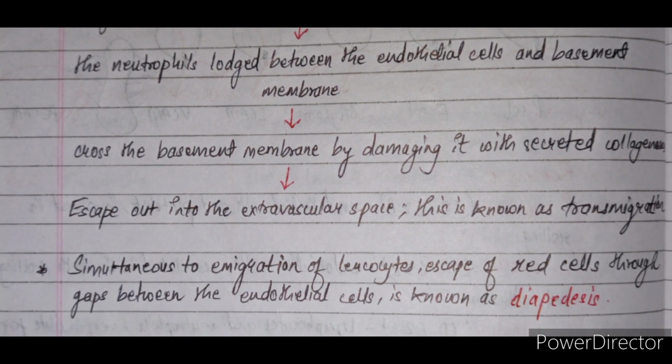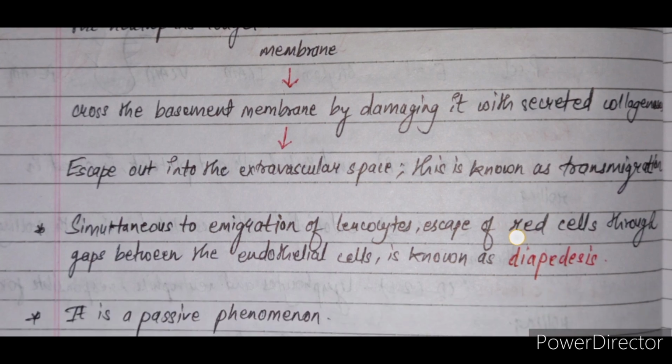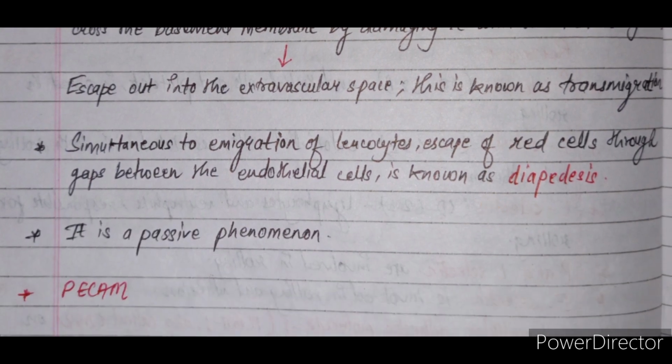After that, it crosses the basement membrane by damaging it with secreted collagenases. After that, it escapes out into the extravascular space, and this is known as transmigration. Now, simultaneous to immigration of leukocytes, escape of red cells through gaps between the endothelial cells is known as diapedesis, which is also a passive phenomenon, and PECAM is a receptor which helps in the process of transmigration.